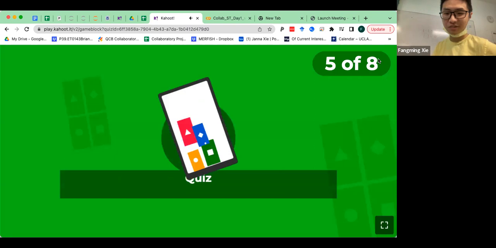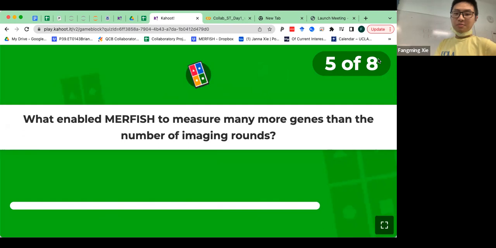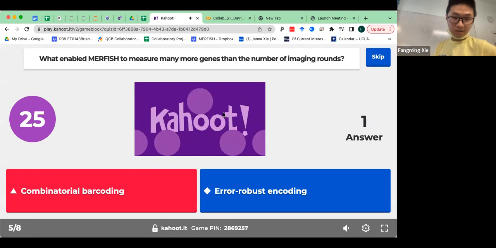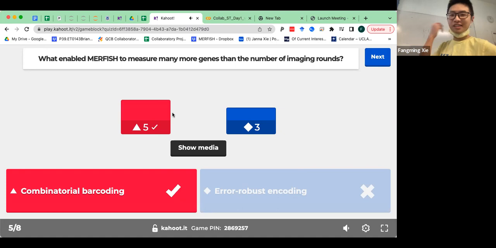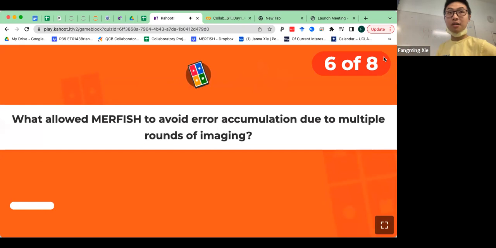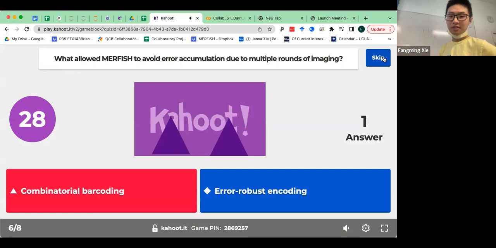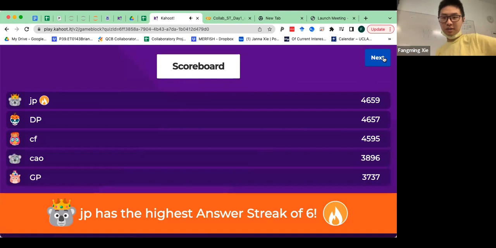Next. What enabled Merfish to measure many more genes than the number of imaging rounds? Yeah, I don't think there's a right answer. I think that's a bad way to ask the question. Obviously combinatorial barcoding, but also error robust encoding that allows you to correctly resolve them. So kind of both, but maybe the first one better. What allowed Merfish to avoid error accumulation due to repeated rounds of imaging? Yeah, that's error robust encoding, the Hamming distance 4 and stuff.